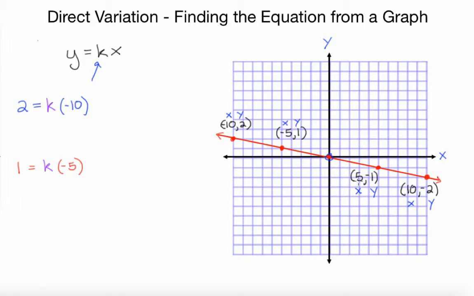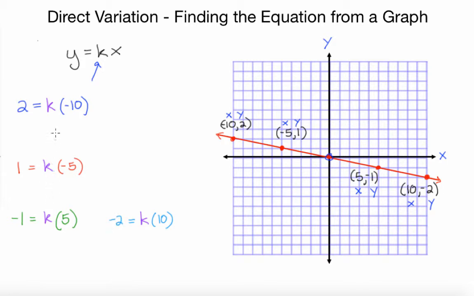All right, let's look at the third point. If x is 5, y is negative 1. So let's put negative 1 in for y. I'm still going to solve for k. I don't know what k is, but I know my x value in that case was 5. So 5 times k equals negative 1. And we've got one more point to solve. It's 10, negative 2. If x is 10 times some value k, that is equal to negative 2 for y.